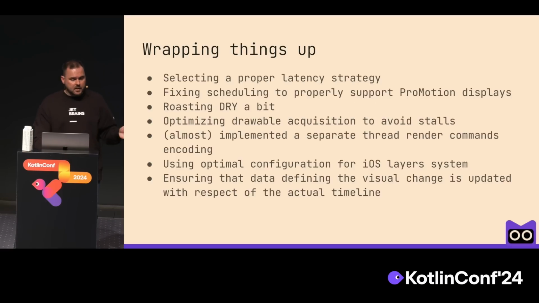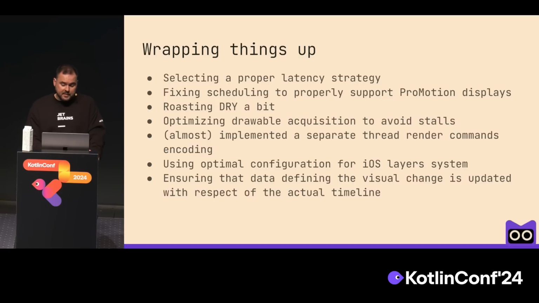So let's wrap up the things which we did here. We selected a proper latency strategy. We fixed scheduling to properly support ProMotion displays. We also applied the don't repeat yourself principle a bit. We optimized resource acquisition to avoid stalls. And also, we almost implemented a separate thread for render command encoding. And we are now using the optimal configuration for the iOS layer system to make it work easier when it's possible to.